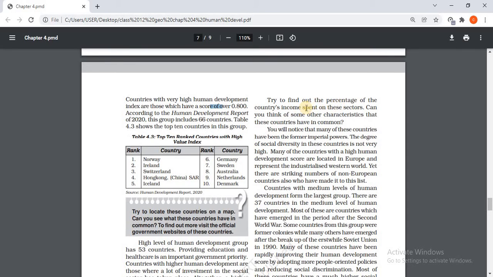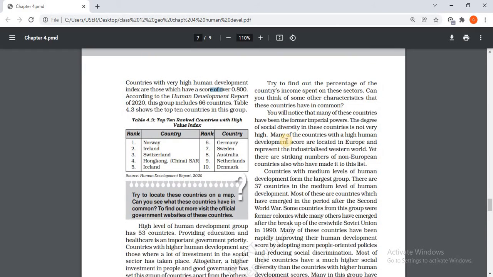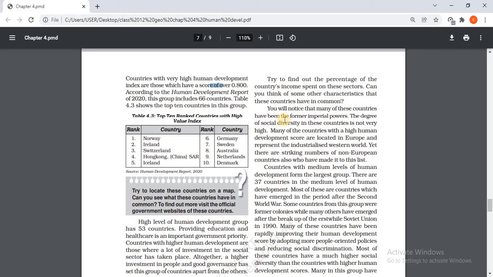Try to find out the percentage of countries' income spent on these sectors. Can you think of some other characteristics that these countries have in common? You will notice that many of these countries have been former imperial powers. The degree of social diversity in these countries is not very high. Many of these countries with the high human development score are located in Europe and represent the industrialized Western world. Yet, there are striking numbers of non-European countries also who have made it to this list.